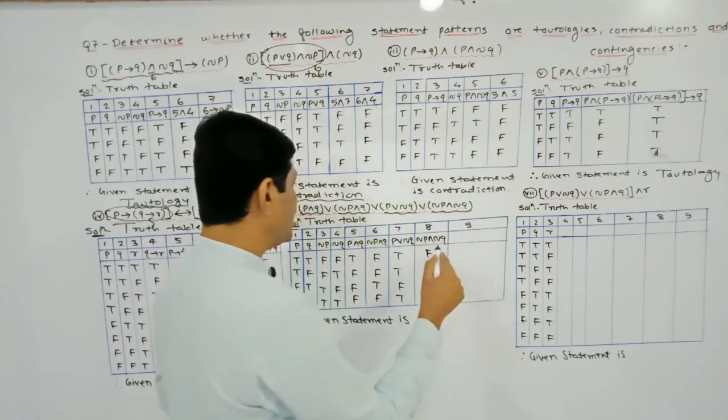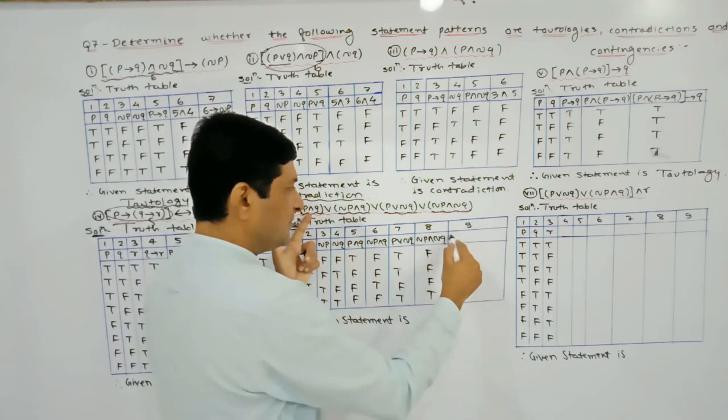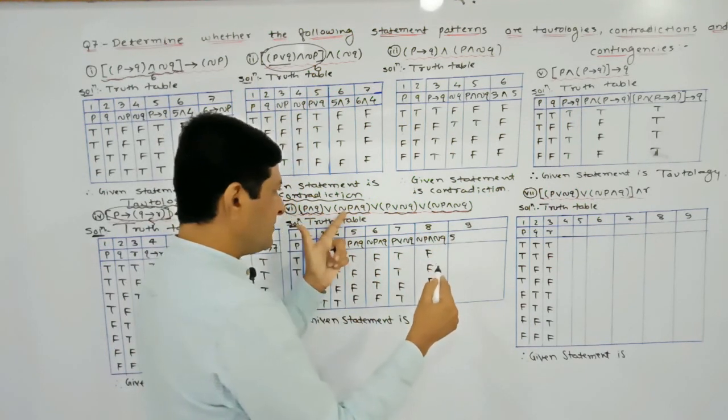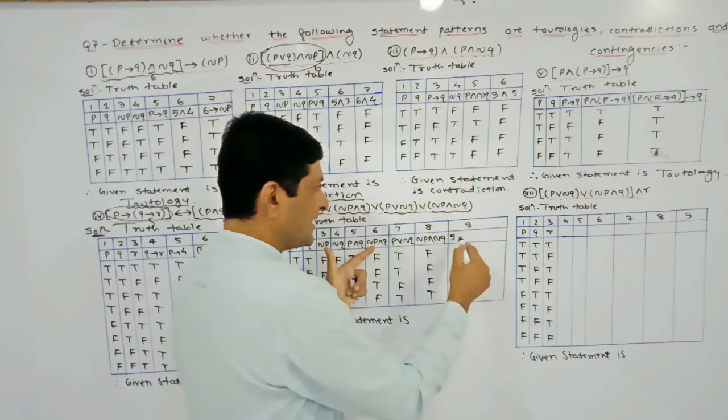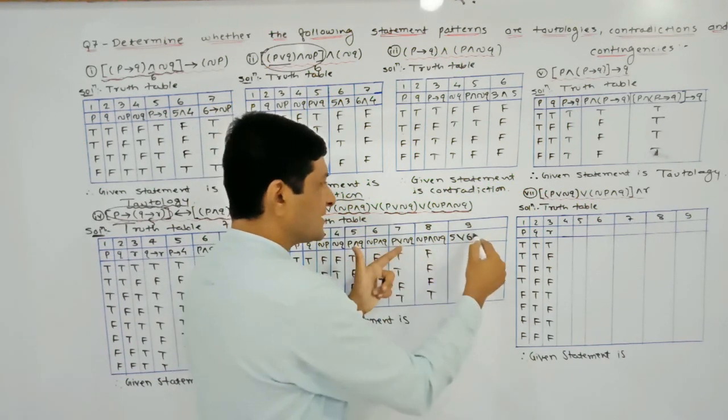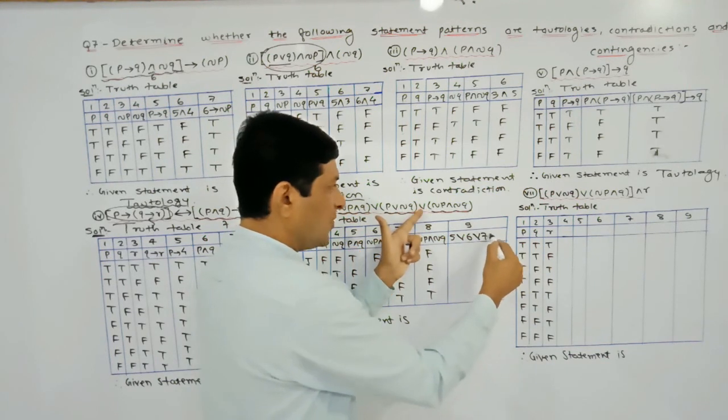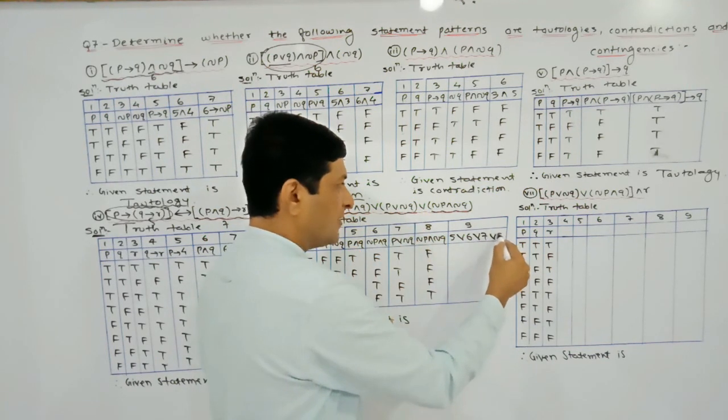Now if you observe, this first part, second part, third part and fourth part are connected by which logical connective? OR. Means this statement appears in which column? 5. This statement appears in 6 and they are connected by OR. Means 5 or 6. Again OR 7 and lastly or this statement appears in column number 8.